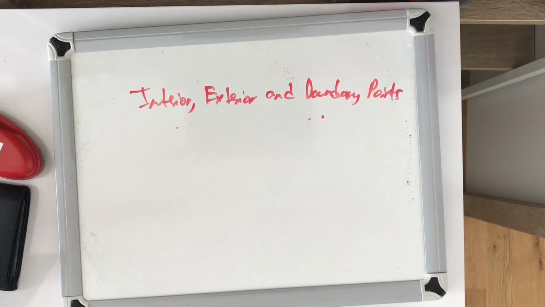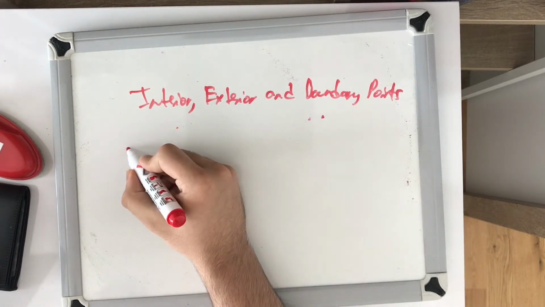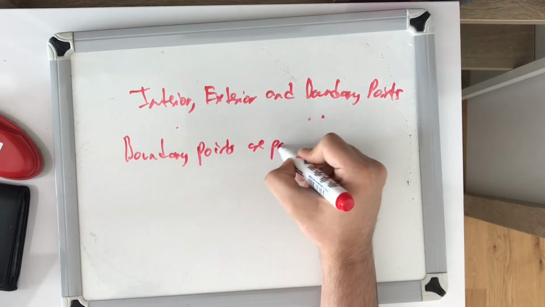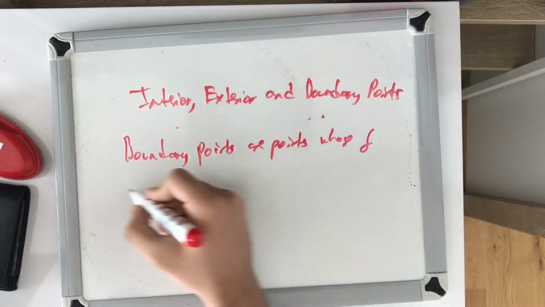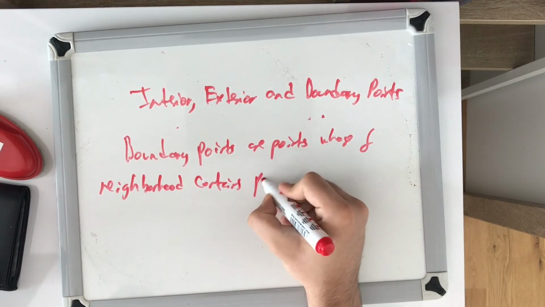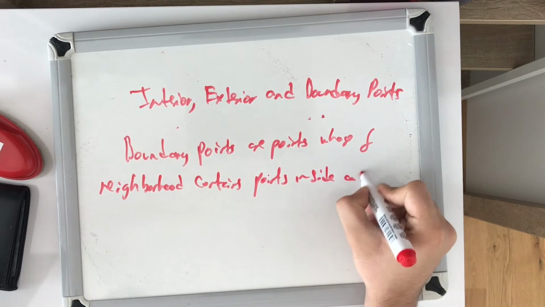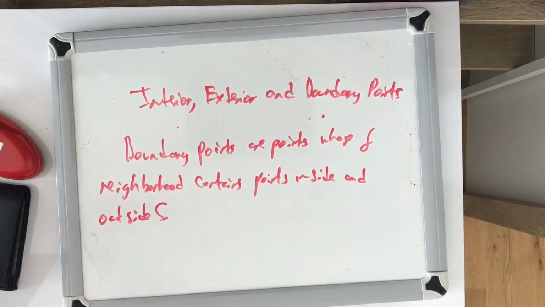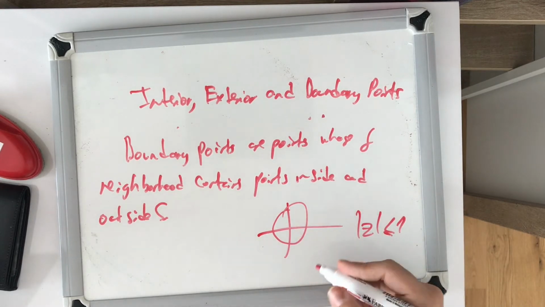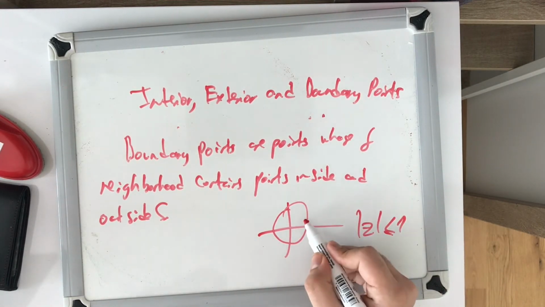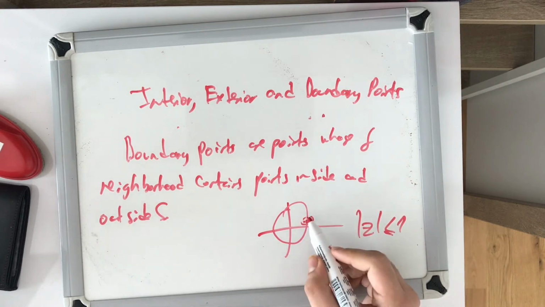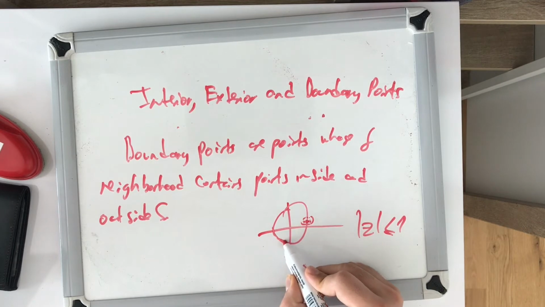And boundary points are points whose delta neighborhood contains points inside and outside S. So again, let's draw it. We have the absolute value of z less than or equal to 1. Let's consider this point. For every single delta neighborhood that we choose, even if we choose the delta so small, we are going to have points inside S and outside S. So all the points here on the bounds are boundary points.